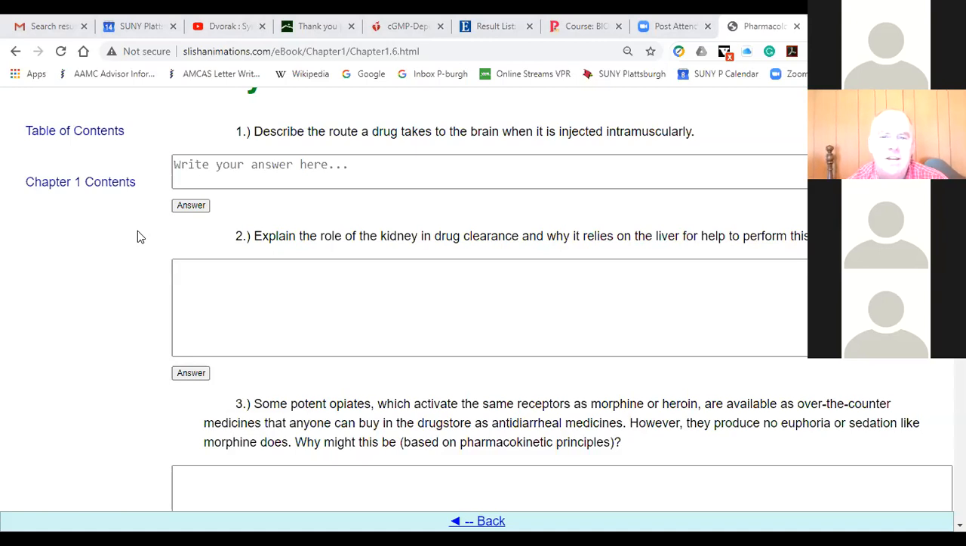Explain the role of the kidney in clearance and why it relies on the liver to perform this role. We kind of talked about this already. Someone want to chat that one? What is drug clearance? The first pass effect with the liver and the kidney. So it metabolizes everything that goes through it, pretty much. Okay, that's first pass effect, but here we're just talking about drug clearance. So now the drug is already in your bloodstream.